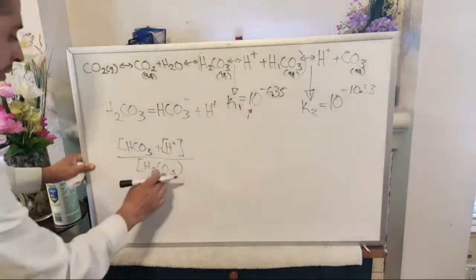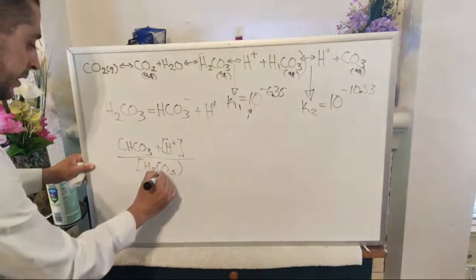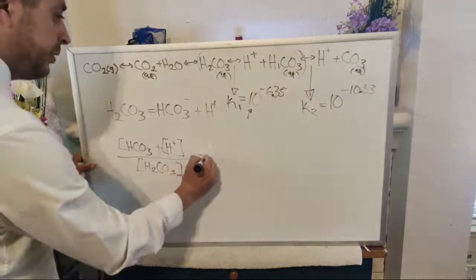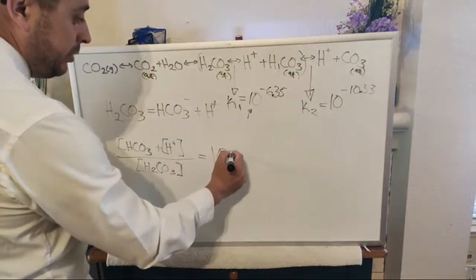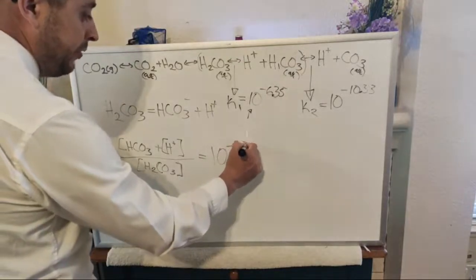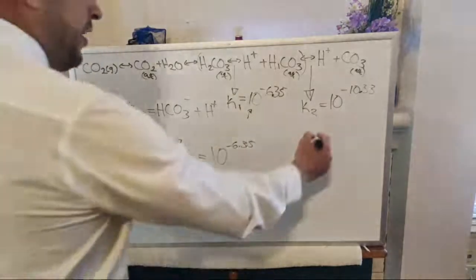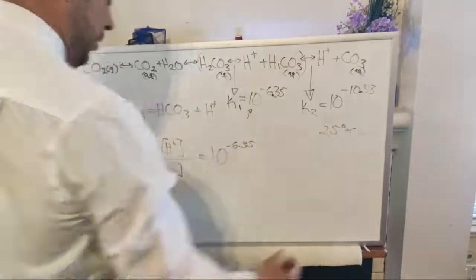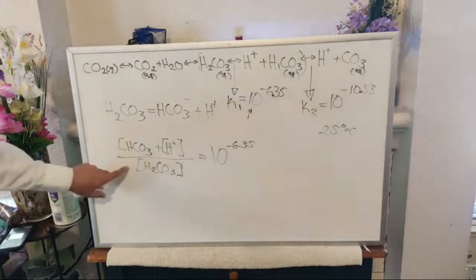Alright, I don't like how I wrote that though. Okay. Whatever. It is equal to the K value right here, 10 to the minus 6.35. And all these K values are at 25 degrees Celsius, alright? I'm just letting you guys know. Alright, so there you go.